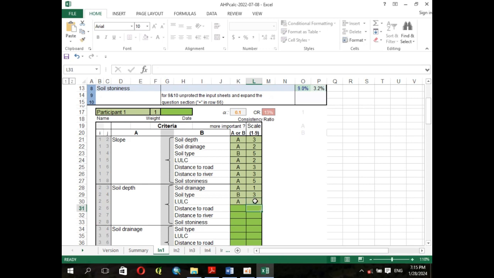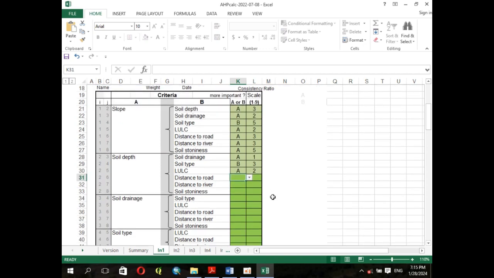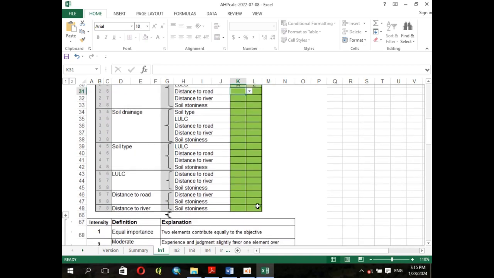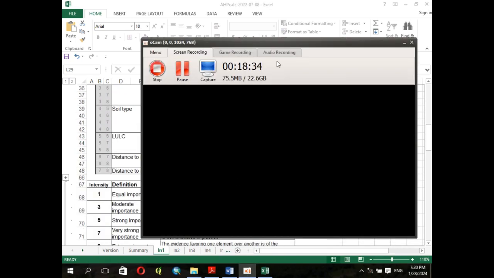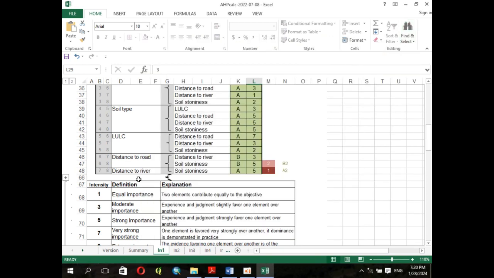Let me use 2. Okay, between equally important and moderately important. In such a way you can fill in all of these. Okay, you have to fill it in such a way. Okay, now in a similar way I have given my judgment here.